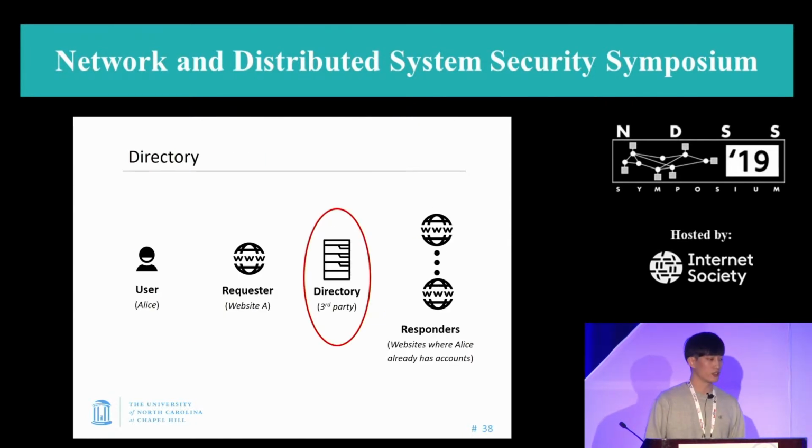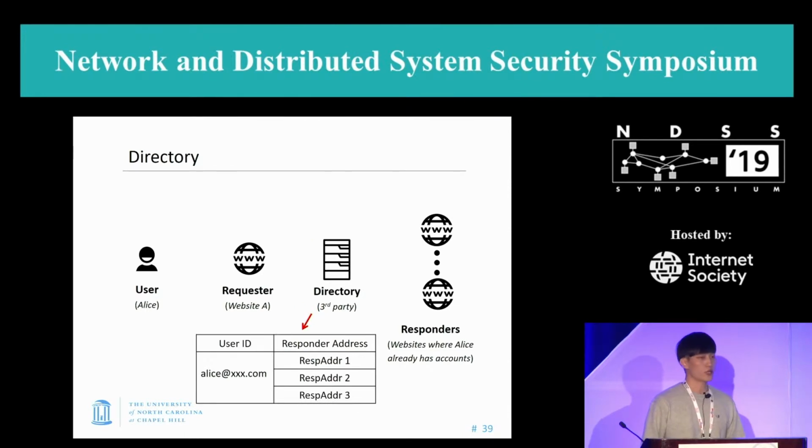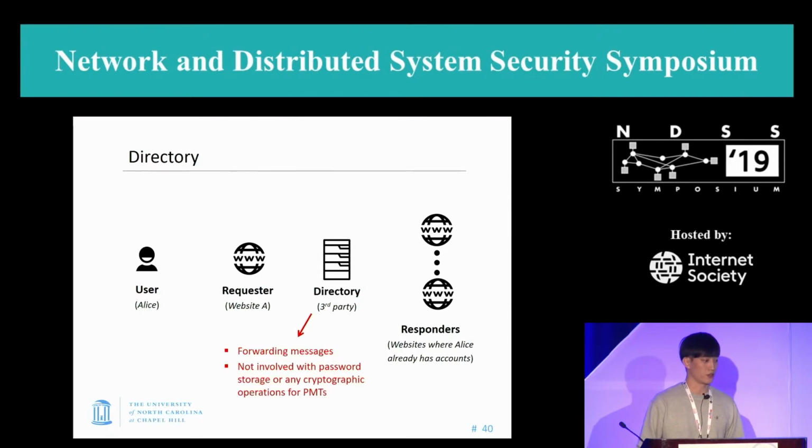To help the requester find and contact those websites where Alice already has an account, we introduce a third party called directory. The directory maintains what you can think of as a forwarding table. This forwarding table contains mappings between user IDs and associated responder addresses. So the main job of the directory is to forward messages to the right party based on the forwarding table, but it is not involved with any password storage or crypto operation for PMTs.